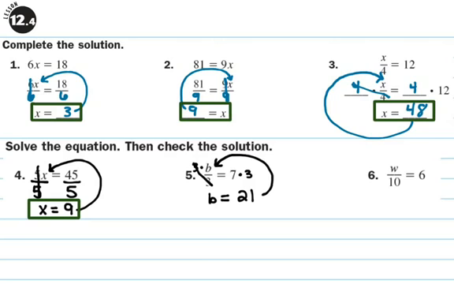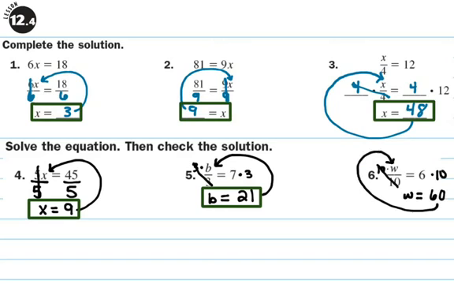Now, number 6, before we do that, let's double check and make sure we put it into our equation. Put 21 back in for b, and that gives us 3 goes into 21 7 times, so yes, that is a correct solution. The next one is dividing again. We times by 10, and so that gives us 10 on one side and 10 on the other, and the 10's cancel out, and that leaves me with w on the one side and 60 on the other. Put 60 back in for w, 10 goes into 60 6 times. So we're good there.